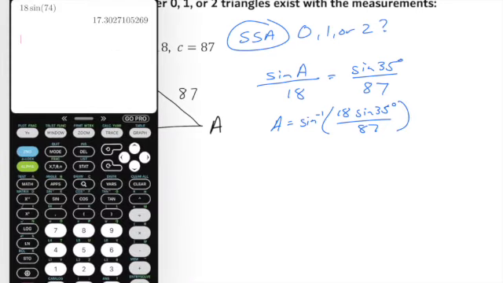What does our calculator give us? Inverse sine of 18 sine of 35 divided by 87. And you see that for angle A, we do get an answer. It's about 7 degrees. So remember, when you get an answer, unlike the last one where the calculator said no real, you have to say, well, that's the quadrant 1 answer, which the calculator gives you, but you have to consider quadrant 2. Is there a second one? The quadrant 2 would be the supplement of that 7 degrees, or the 6.81, whatever. So that would be about 173.